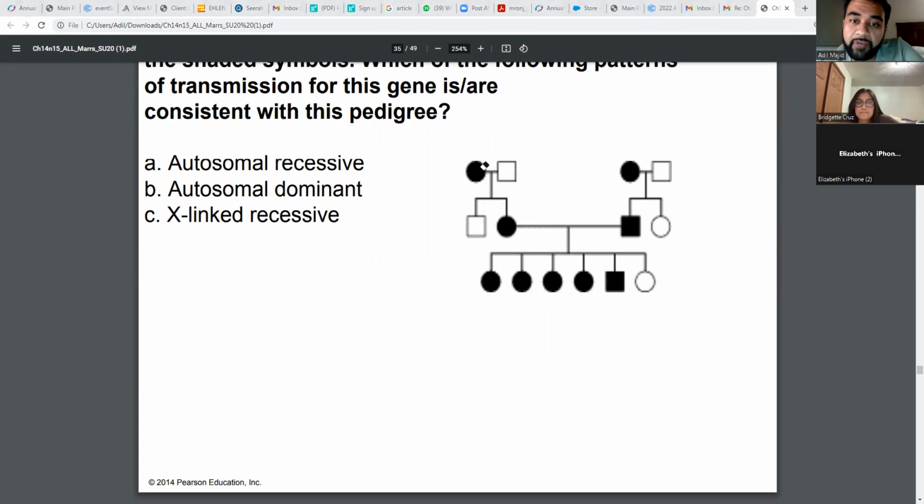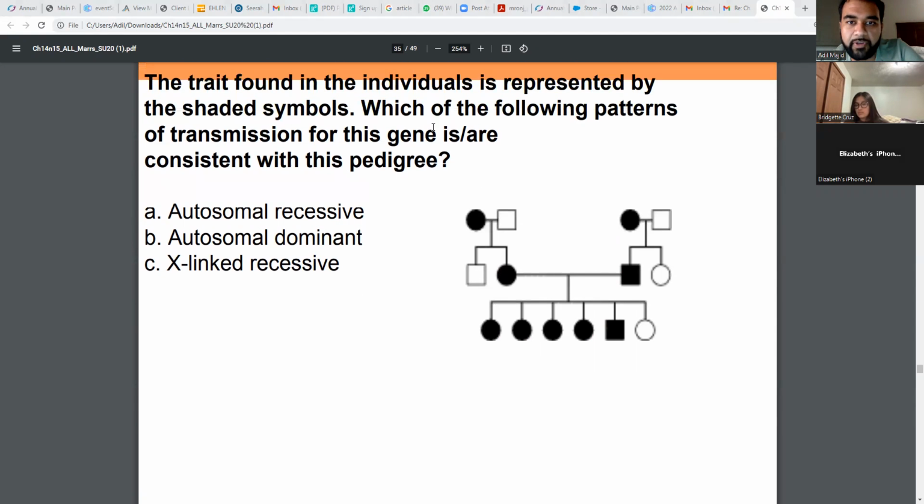Now, based off of that, they're trying to ask us, can we figure out is this recessive or dominant, and is it sex-linked or not sex-linked? They're giving us 3 options. They're asking, the trait found in the individuals is represented by the shaded symbols. Which of the following patterns of transmission for this gene are consistent with this pedigree? So they're asking, is it possible that this red hair is an autosomal recessive trait? I don't know. We need to examine it. Is it possible for it to be autosomal dominant? We have to check.